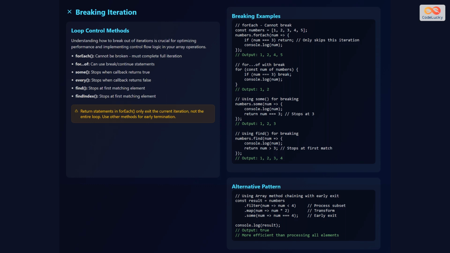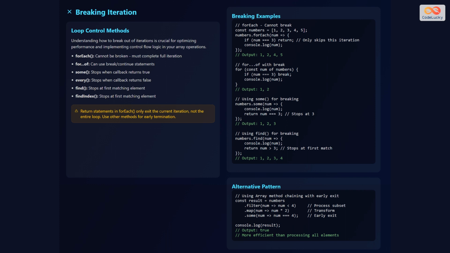Now let's discuss breaking out of iterations. Knowing how to control the flow of your array operations is crucial for optimizing performance and implementing your logic effectively. The forEach method cannot be broken, as it must complete a full iteration over the array. However, methods like the for loop can use break and continue statements.